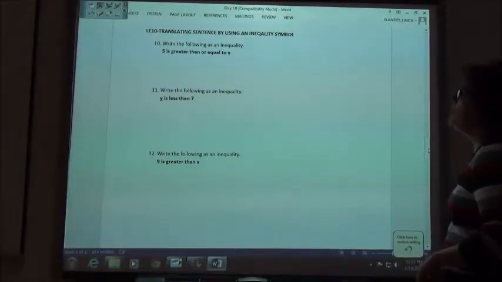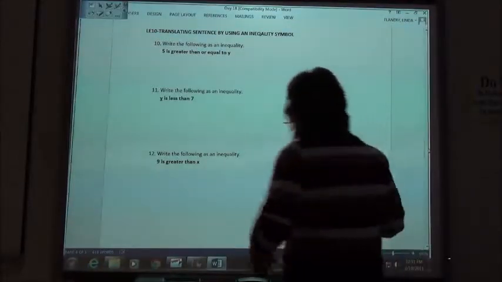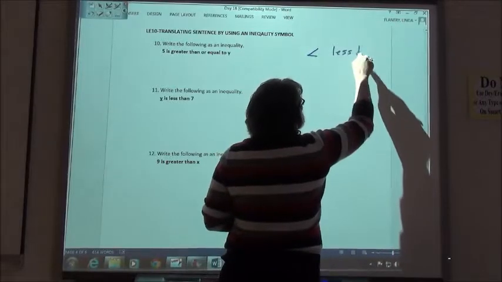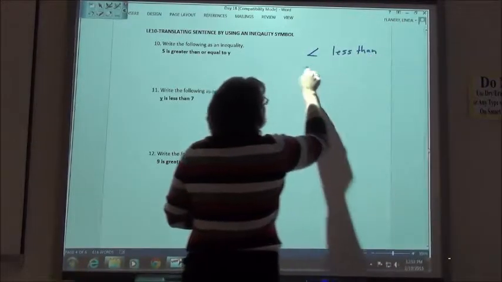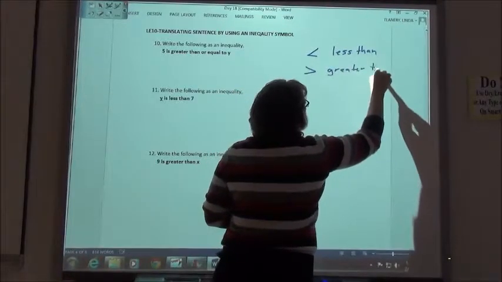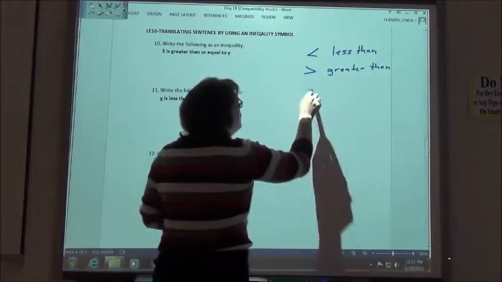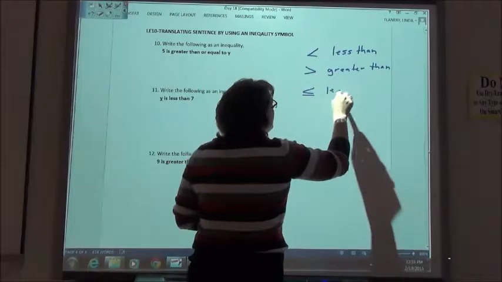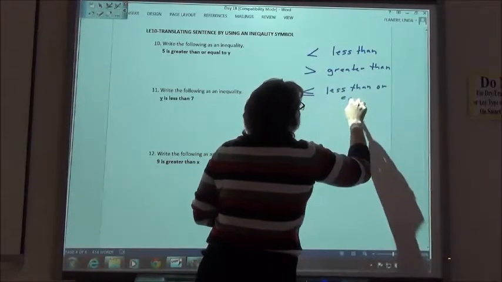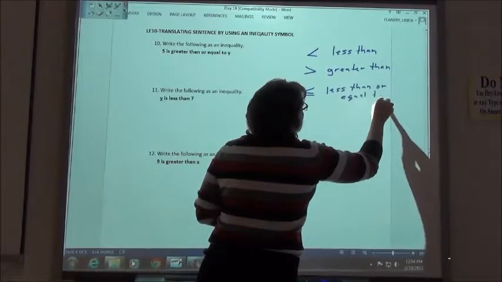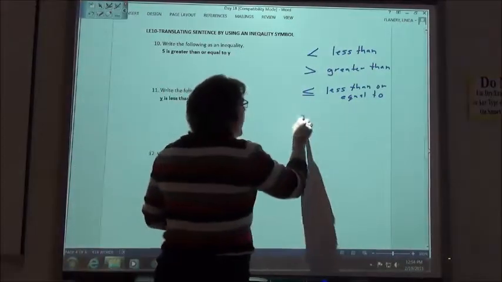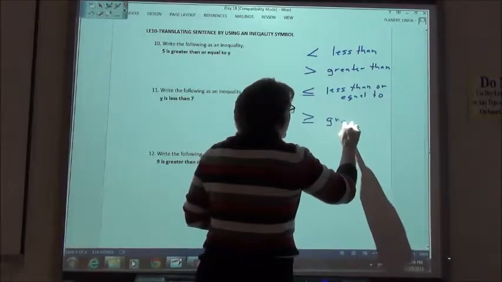The next ones were just basically writing your inequalities. Less than points to the left. Greater than points to the right. And then, of course, if we have the equal to, we have less than or equal to. So it might mean that it's equal to that number, but it could be less than the number. And we also have our greater than or equal to.